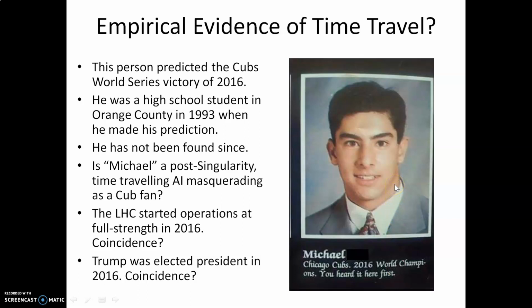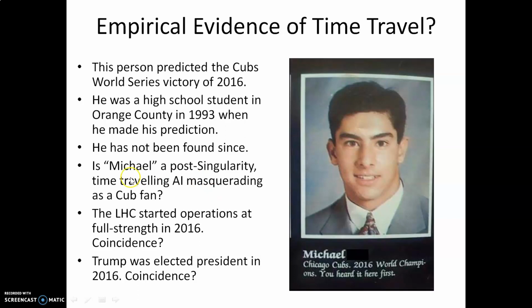Okay, this picture has been confirmed with multiple examples of the yearbook from this high school back in 1993. The interesting thing, however, about this person, Michael, is that he has not been seen since. So it's been hypothesized that Michael perhaps is some sort of post-singularity, time-traveling artificial intelligence, traveling back in time and masquerading as a Cubs fan. Now, whether or not there are actually any time-traveling AI out there masquerading as Cubs fans is an open question. But here are a few other interesting coincidences about 2016 to consider, besides the Cubs winning the World Series.